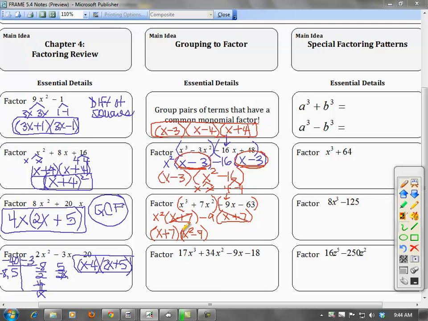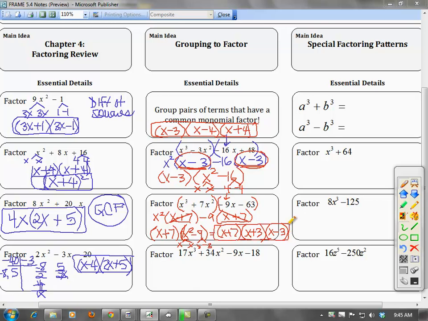Now, this x squared minus 9 can be factored again, because x squared is x and x. Negative 9 is 3 and negative 3. So I get the x plus 7 that they shared. And then I get an x plus 3 and an x minus 3. My pen doesn't like parentheses. So here is my final answer going through.